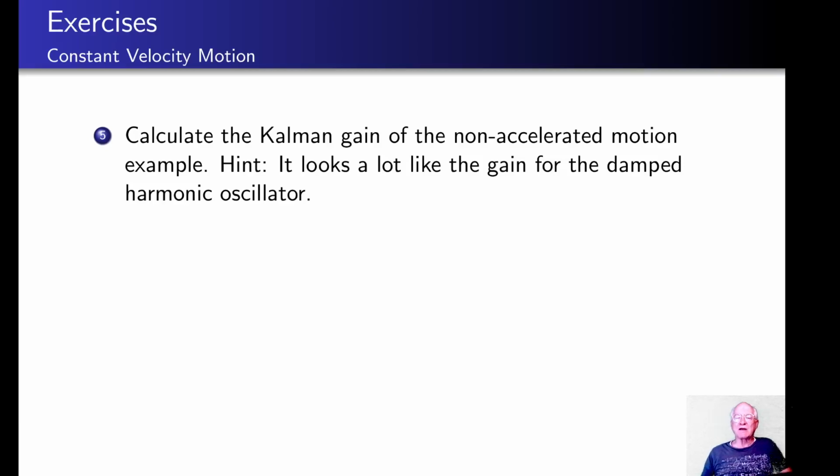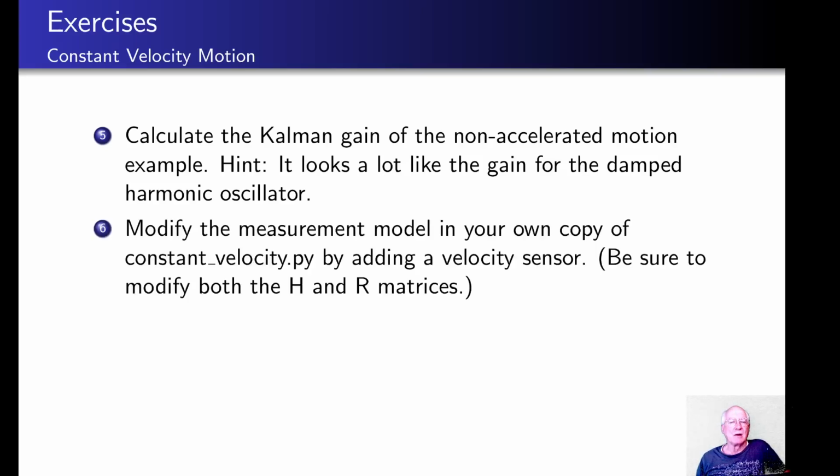For the constant velocity motion model, I'd like you to calculate the Kalman gain of the non-acceleration motion. Here's a hint. It should look a lot like the gain for the damped harmonic oscillator. Then I'd like you to modify the measurement model for this constant velocity motion model to add a second sensor, which is a velocity sensor.